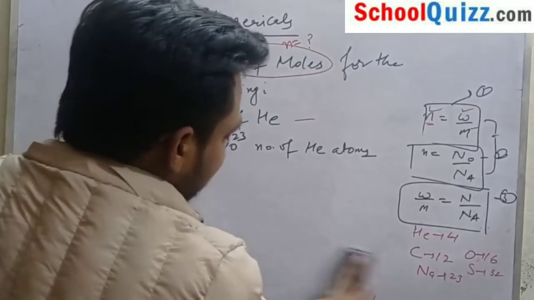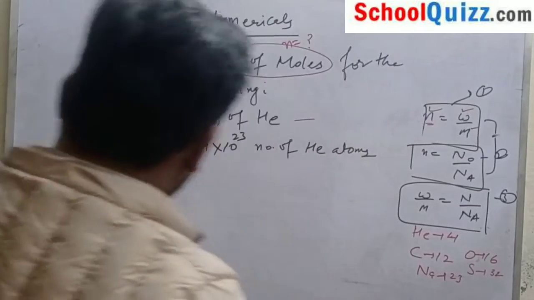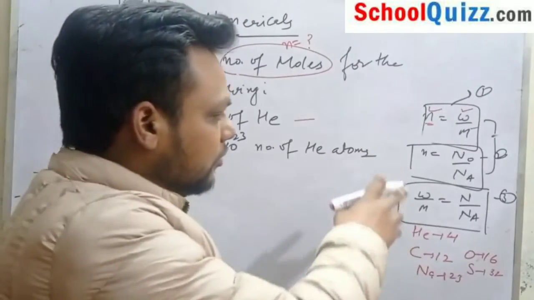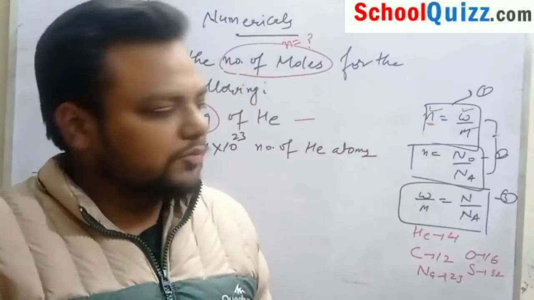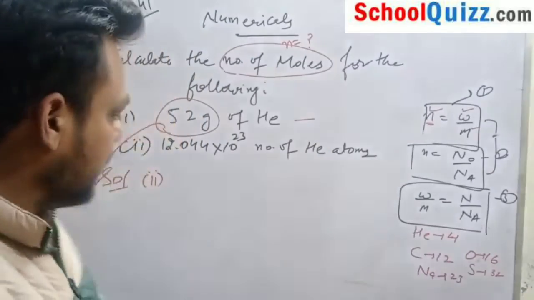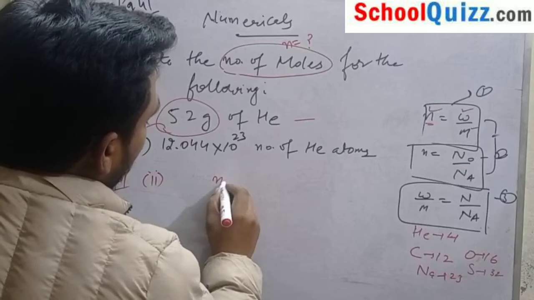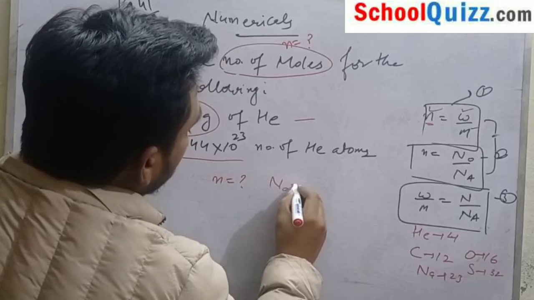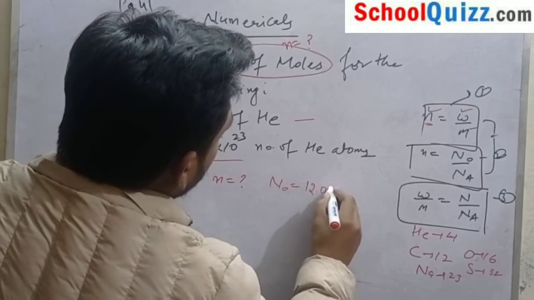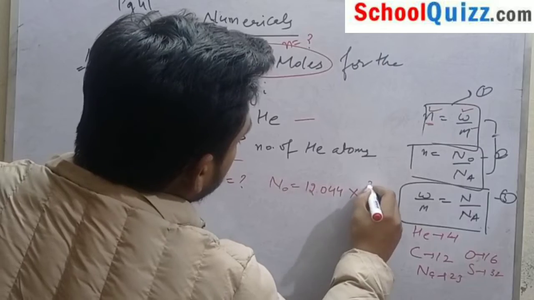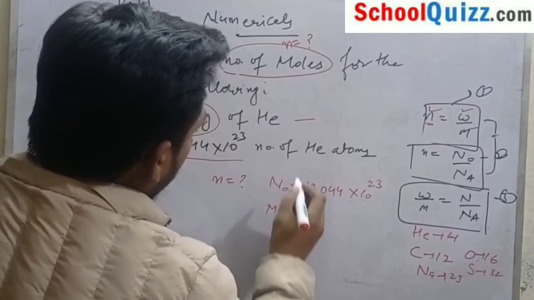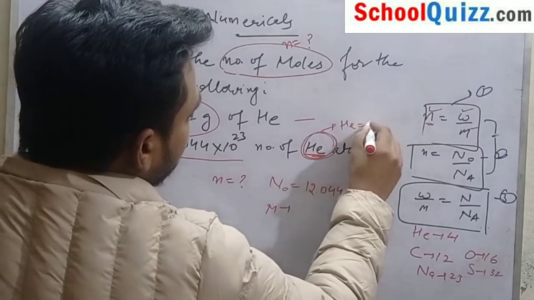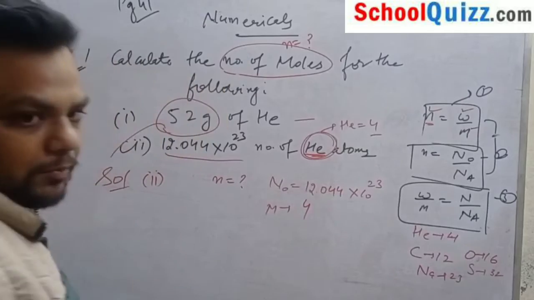As you practice numericals more and more, you will be able to know which formula we can apply. Now next, if we say n we have to find, in this case n naught is given, that is the number of particles, 12.044 into 10 to the power 23, and these are helium atoms. That means molecular mass will be 4.